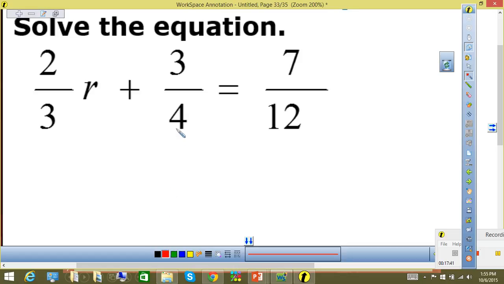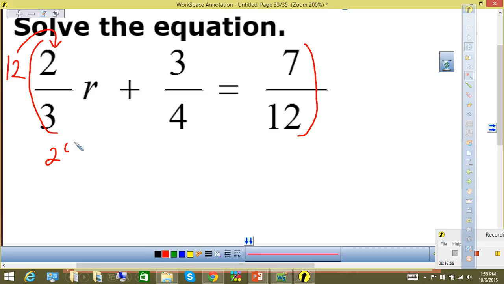What would be a common denominator between 4 and 12? How about 3 and 12? 12. So the common denominator for all of them is 12. So I'm going to multiply everything times 12. You're just paying attention. Don't copy it yet. Here it goes. So I'm going to multiply this in here. So that is 24 over 3r.